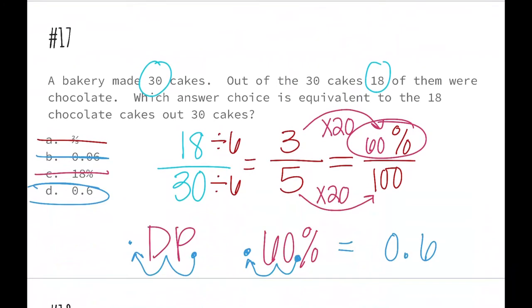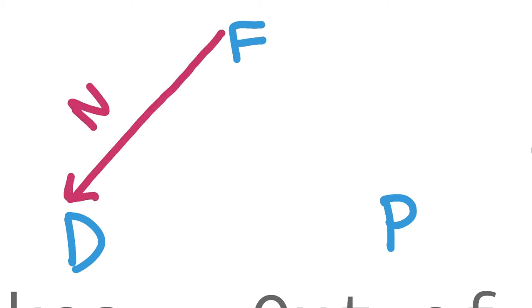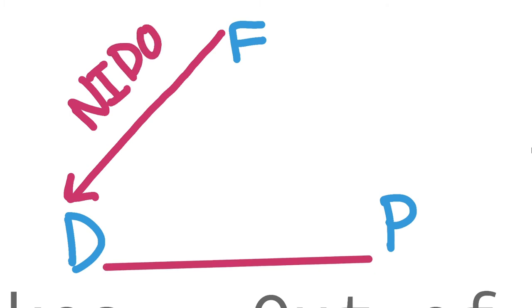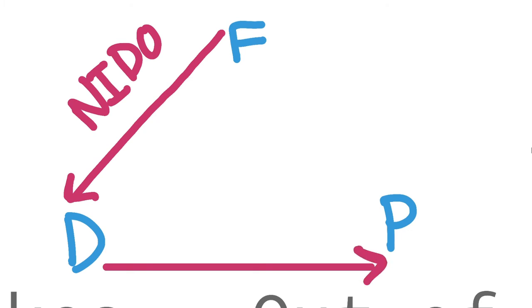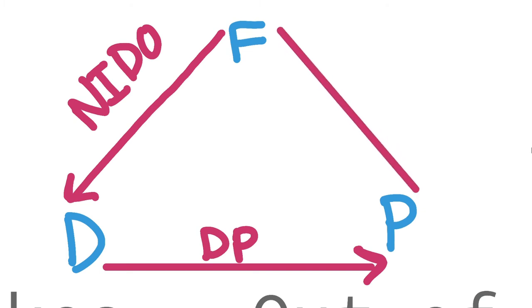So remember, this is our FDP triangle. There's multiple ways you could go around. But remember, fraction, decimal, percent. To get from fraction to decimal, we do neato, decimal to percent, we do Dr. Pepper, percent to fraction, we're going to do percent over 100.